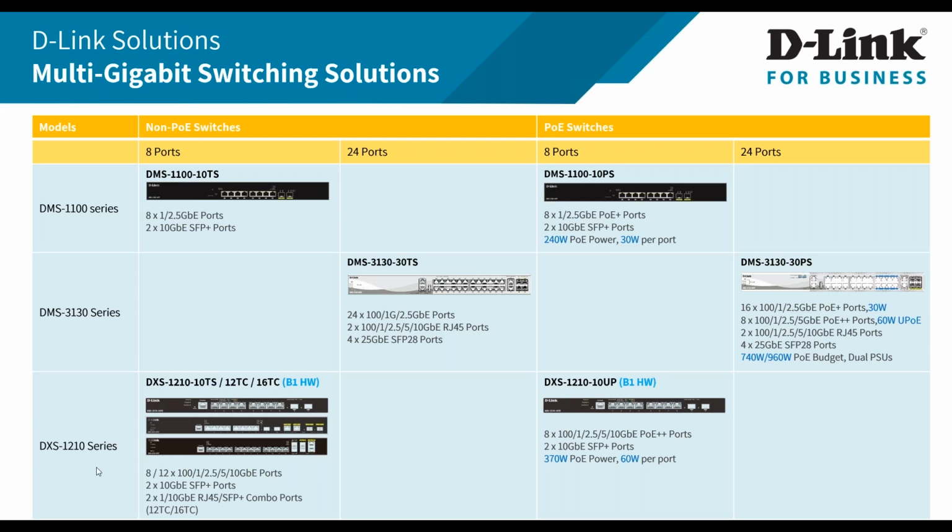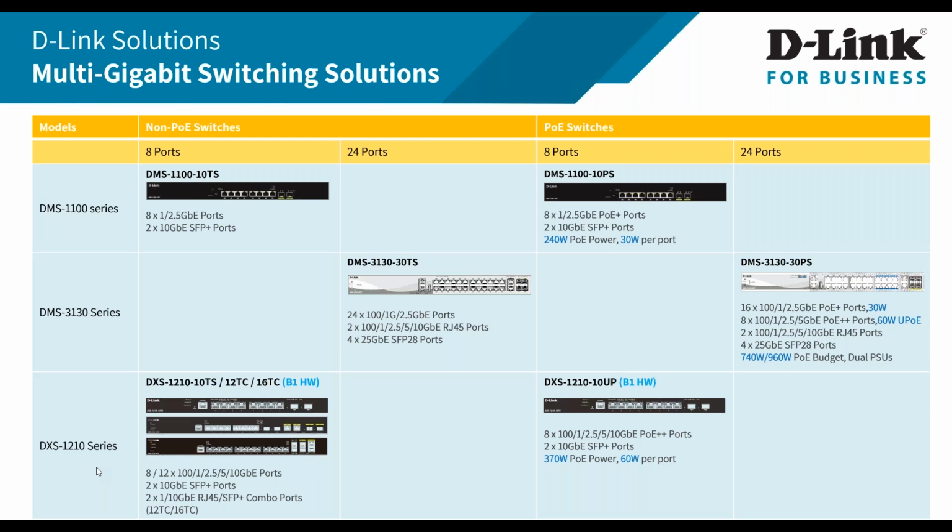Then we also have the DXS 1210 series, which is a 10G multi-rate switch, which supports 10G as well as 2.5G and 5G multi-gigabit, with 60 watt UPoE. It supports all the rates: 10G, 5G, 2.5G, 1G, as well as 100 Mbps. So if the customer already has a Cat6a cabling infrastructure, or if it's a new installation and the customer is considering Cat6a cabling, then we can suggest these models from a long-term investment protection point of view.